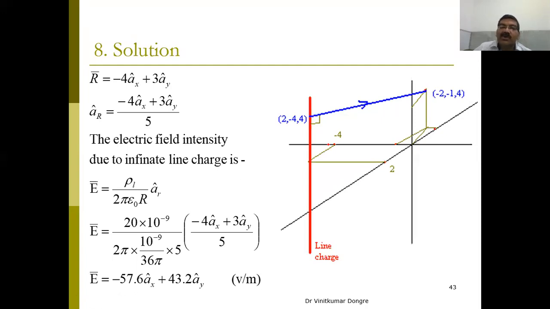Now what you have to do is find the electric field intensity at this particular point. So you draw a vector joining this line charge distribution, perpendicular on this line. Now what is our aim? Now we got this diagram. By this diagram you can solve the problem. So this point is minus 2, minus 1, 4. And what will be the point on the perpendicular vector? So here 2 coordinates will be fixed, the x and y.